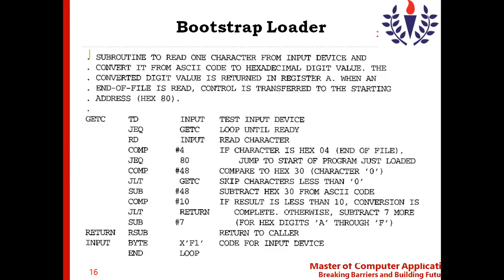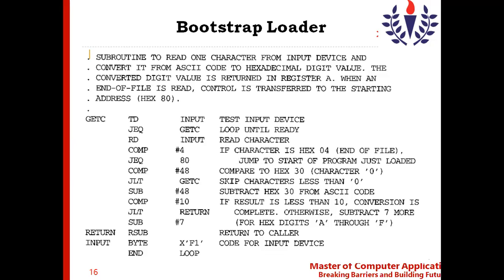We have the statement JEQ getC. So when the condition code is equal to, jump to getC. The JEQ is meant for jump if the condition code is equal to. The condition code is equal to when the device is not ready.